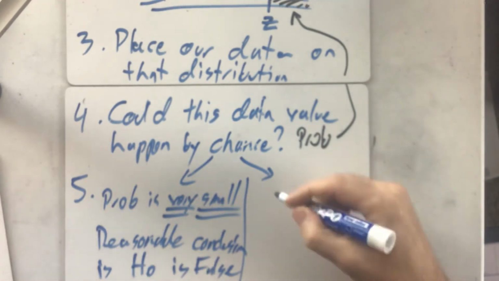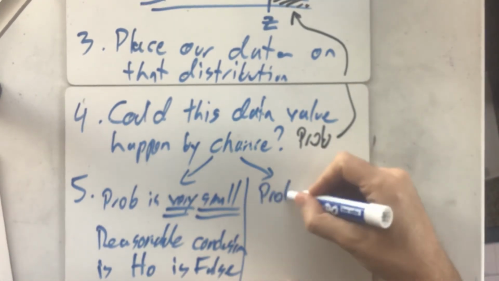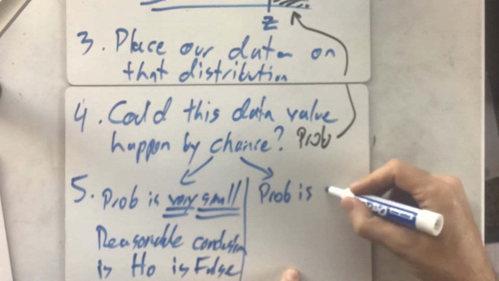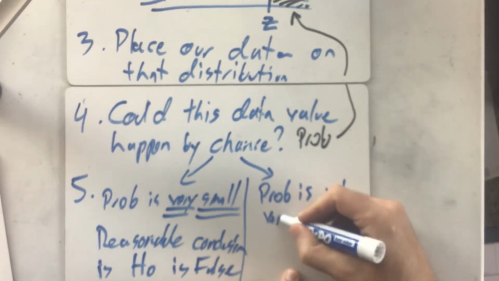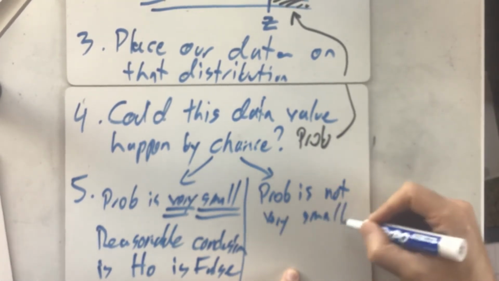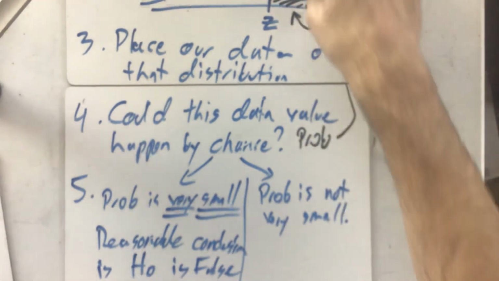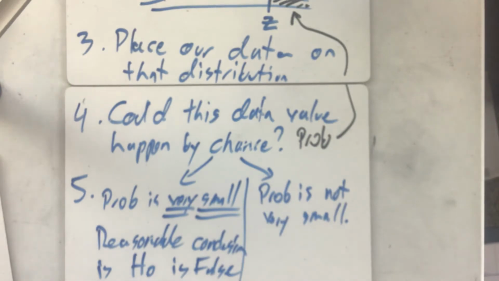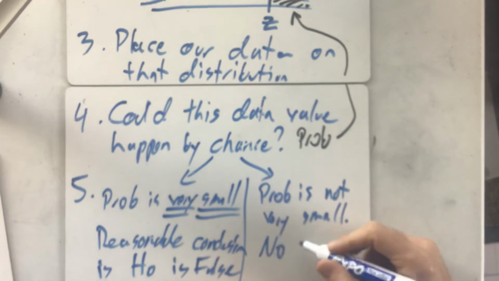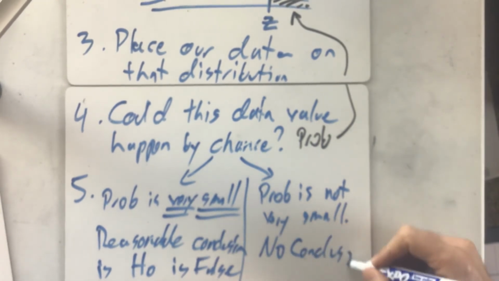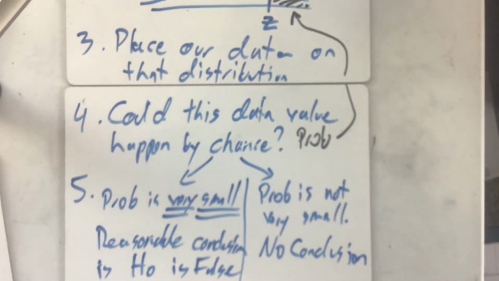But the other way is the probability is not very small. And if this is the case, it's tempting to say that that means that our assumption was true, but actually we can never say our assumption is true. Then all we do is we do not get a conclusion. Because it could be that your medicine is working, it's just working at such a small level that you weren't able to detect it with your test.